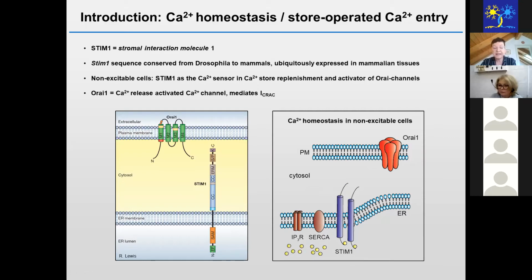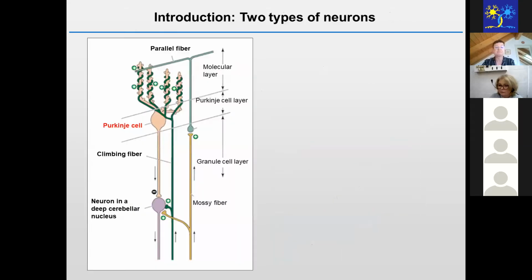So the mechanism of store-operated calcium entry, or calcium homeostasis in neurons, was less well studied at the time when we began our research in this field. And also the role of STIM2 and the other 2 Orai homologs was less well known and is still not so well researched as the Orai1 STIM1 interaction.